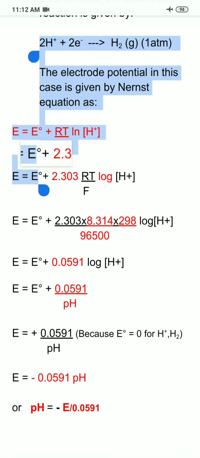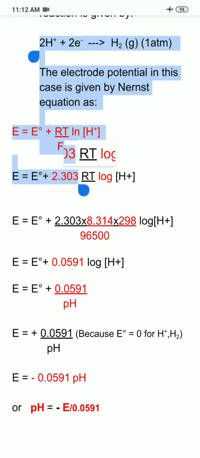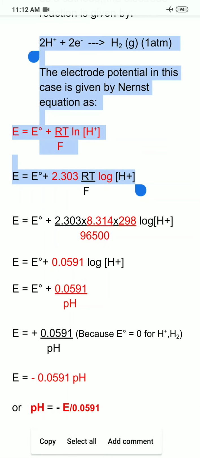So if I wish to replace natural log, then I can write E is equal to E naught plus 2.303. I have highlighted the modified terms in red. So E is equal to E naught plus 2.303 RT upon F log of H positive. RT remains as such. So I changed natural log by 2.303 log.